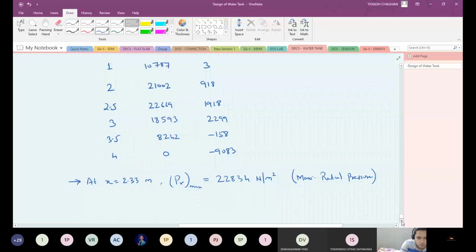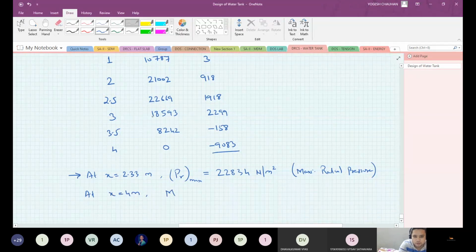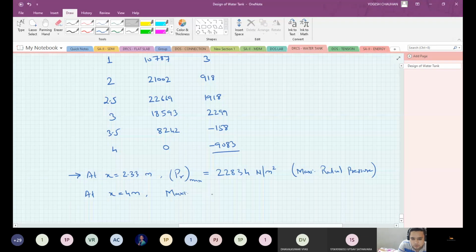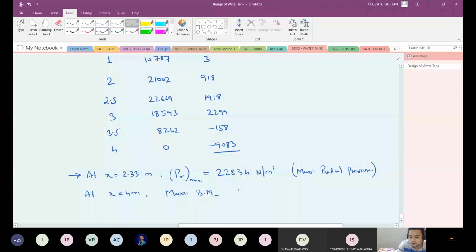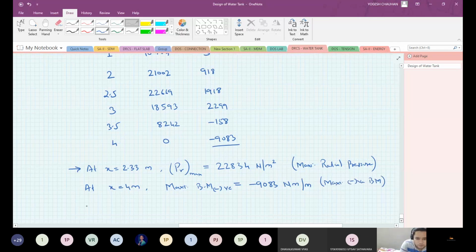Then at x equals to 4 meter, your maximum bending moment is maximum. Okay, so out of this you have to find the critical ones. So your maximum bending moment, that is negative bending moment, is equal to minus 9083 Newton meter per meter. Okay, that is maximum negative bending moment.